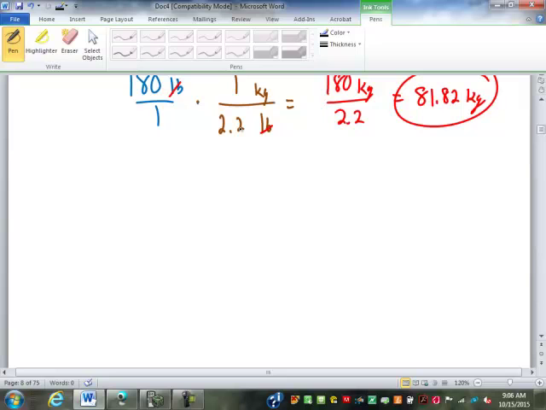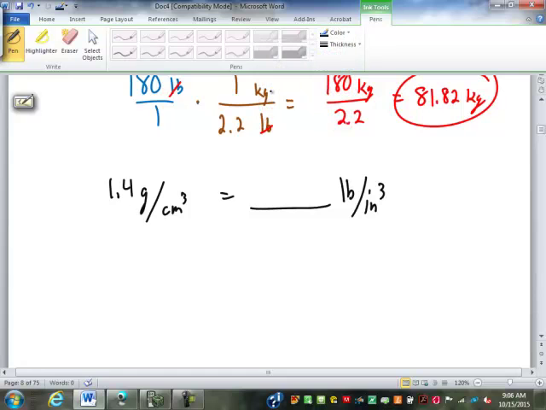So to combine this with what we did last class with our dual units. So let's say that we have something that is given as a density of 1.4 grams per cubic centimeter. And we want to know what that is in pounds per cubic inch. This is going to be a tough conversion, but it's not impossible. Just like we did with any of our other dual units, this is going to become 1.4 grams over 1 cubic centimeter. And we have to convert grams into pounds.